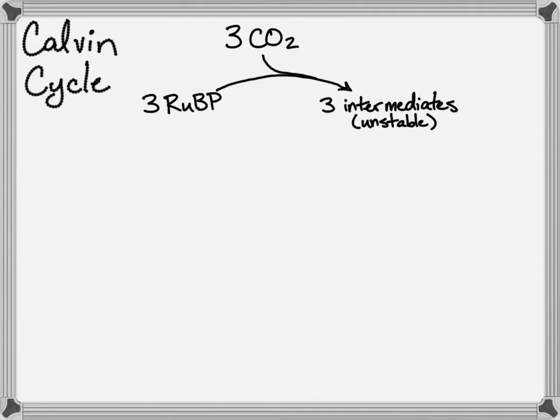Now let's take a look at the Calvin cycle. So the Calvin cycle is also referred to as the light-independent reactions of photosynthesis. And in this step, we're going to take 3 RuBP and 3 CO2, and we're tracking 3 molecules at a time here. That's important later. And that's going to synthesize or create 3 unstable intermediate molecules. There's 6 carbons right now, and that's mediated by the enzyme Rubisco. And because those intermediates are unstable, they're going to break into 6 3-carbon PGA molecules.